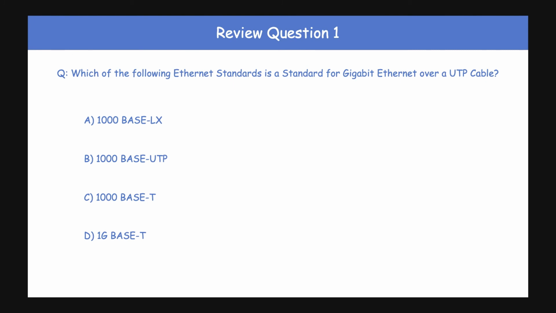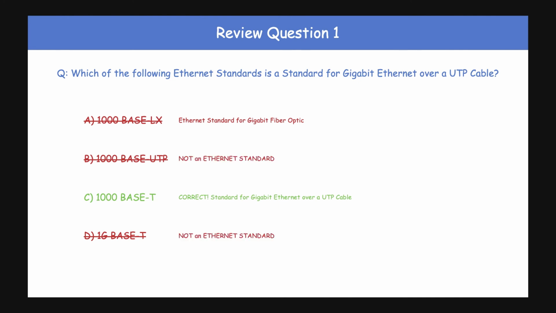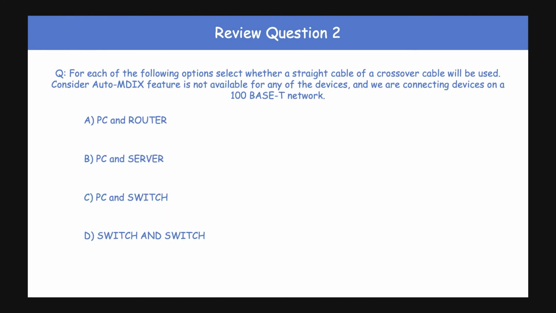Okay, the correct option is option C. Let's review the incorrect options. Option A is a standard for gigabit Ethernet, but it's for fiber optic cable and not for UTP. Therefore, this is a wrong option. Options B and D are not defined standards. They are placed there to confuse us. So therefore, they are wrong options.